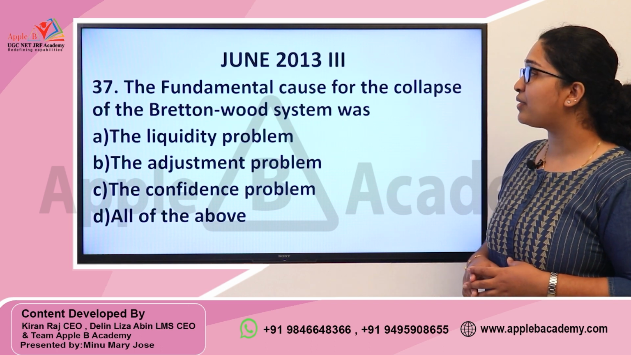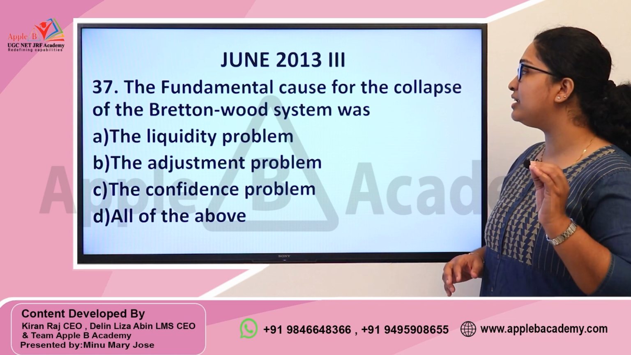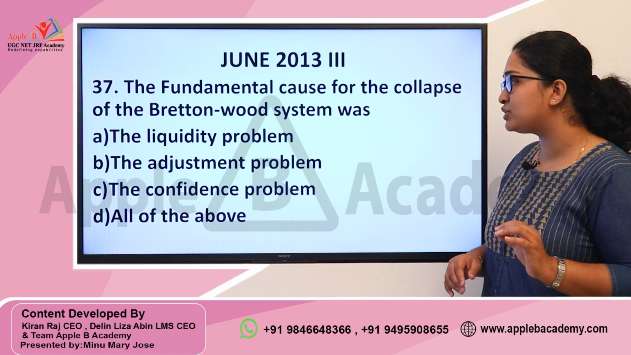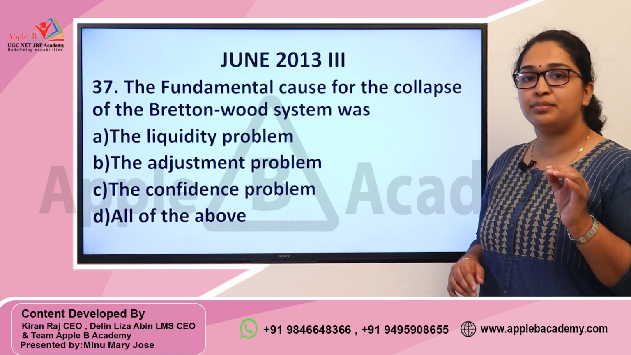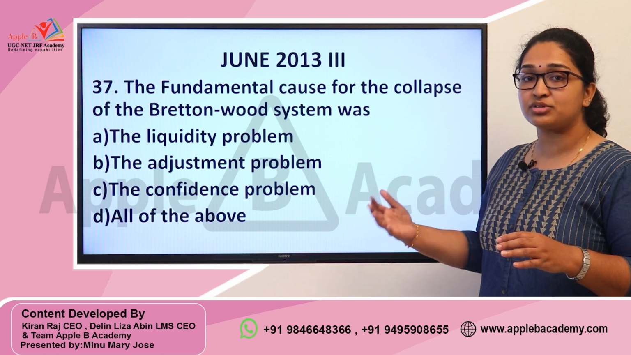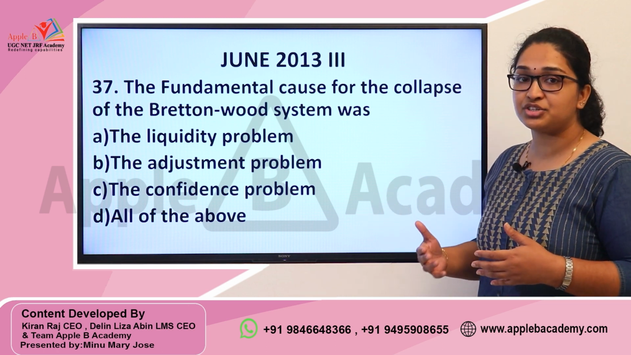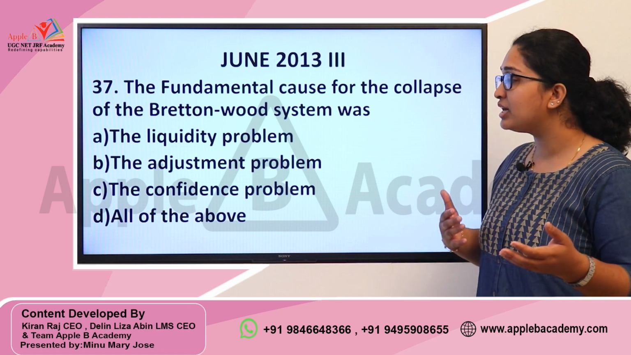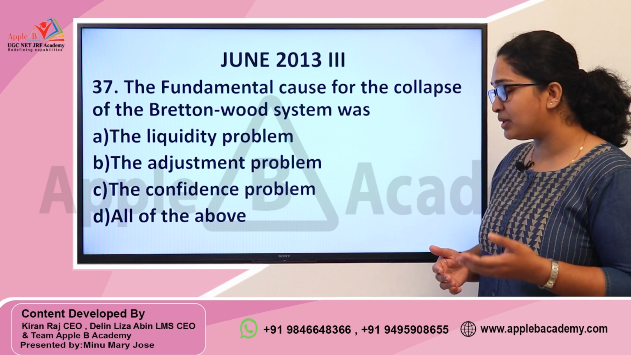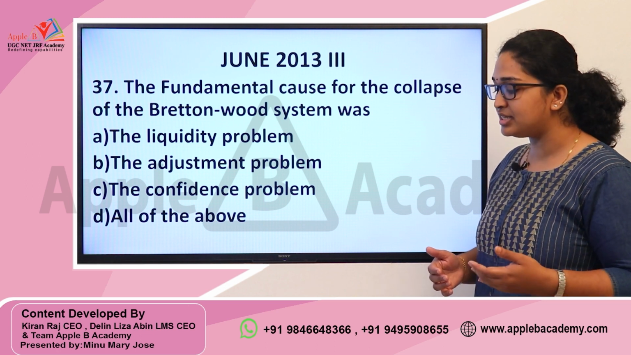The next question is from June 2013, paper 3. The question is, the fundamental cause for the collapse of the Bretton Woods system was. So why did the Bretton Woods system collapse after being the first initiated or coordinated exchange rate system in the world? The options are the liquidity problem, the adjustment problem, the confidence problem, and option D is all of the above.